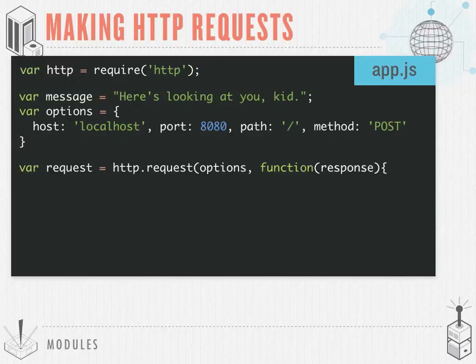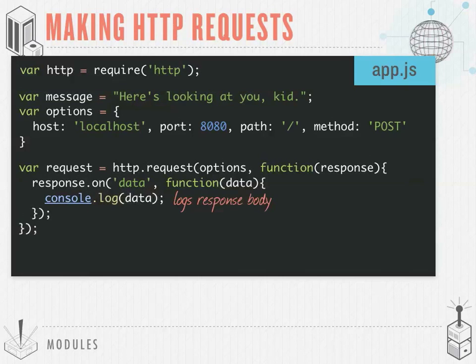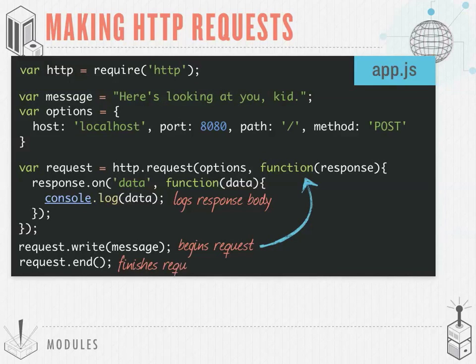That function accepts 2 parameters. Our first one is the options for the URL that we're going to make the request to. And the second parameter is a callback that passes in a response, which is a readable stream, so we can read data back from the response and just print it out to the console. Finally, we write our message to the request body, and when we call end, it'll finish the request.